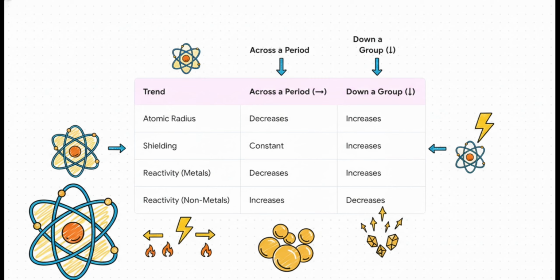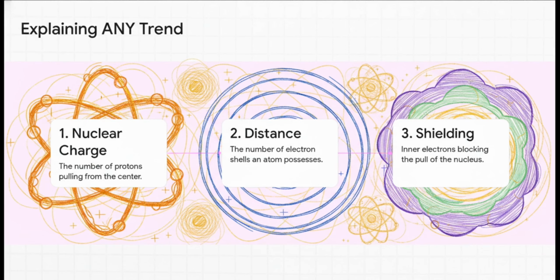Now for reactivity, remember that crucial split. For metals, on the left side of the table, reactivity increases as you go down. For nonmetals, on the right, it's the total opposite. Reactivity decreases down the group. It all comes back to size and shielding. And this right here, this is the golden thread. If you want to really nail this stuff or get top marks on an exam, you have to use these 3 key words in your explanation.